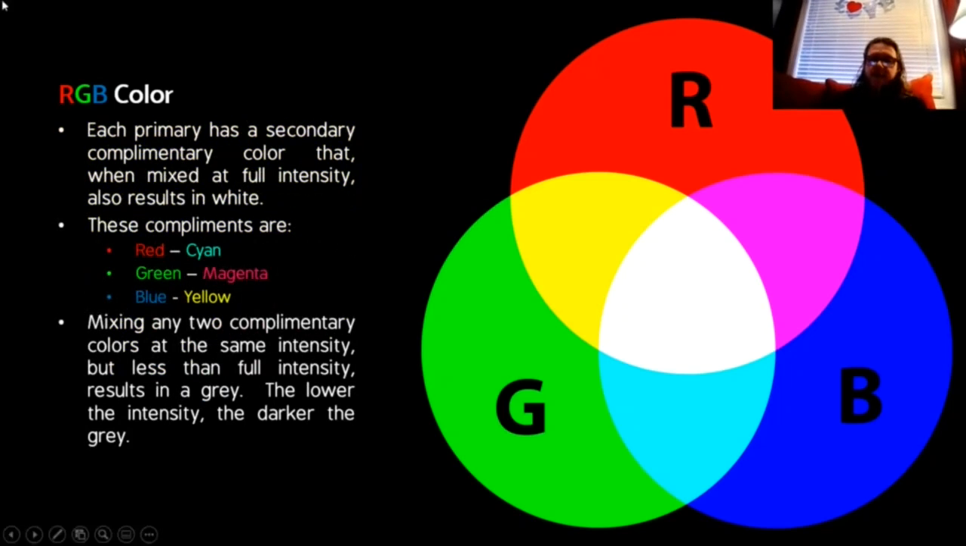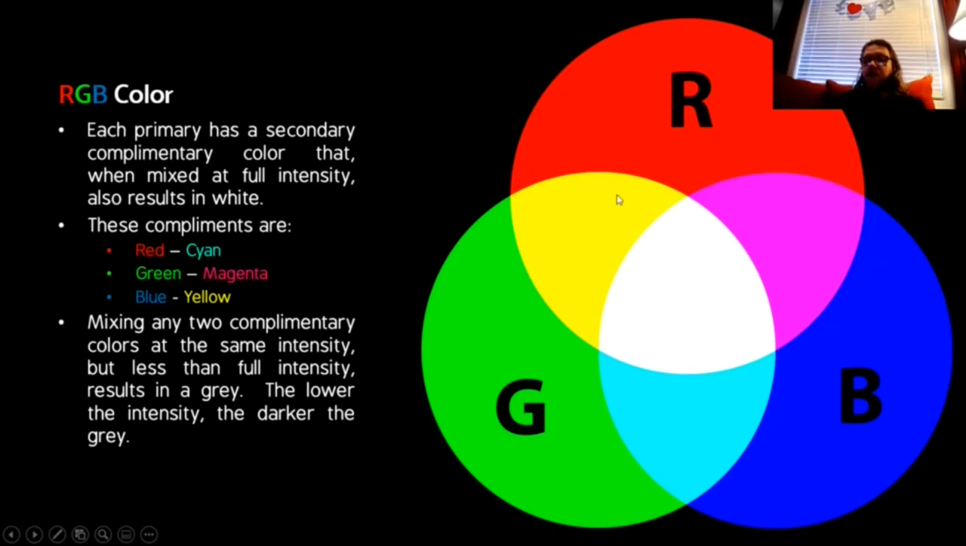Each primary has a secondary color, right? So red, cyan, green, magenta, and blue, yellow, right? They're across from each other on the color wheel, just like in RGB color. That, when mixed at full intensity, also results in white. So if I mix red and cyan, I'm going to get white. If I mix green and magenta, I'm going to get white. And if I mix blue and yellow, I'm going to get white.